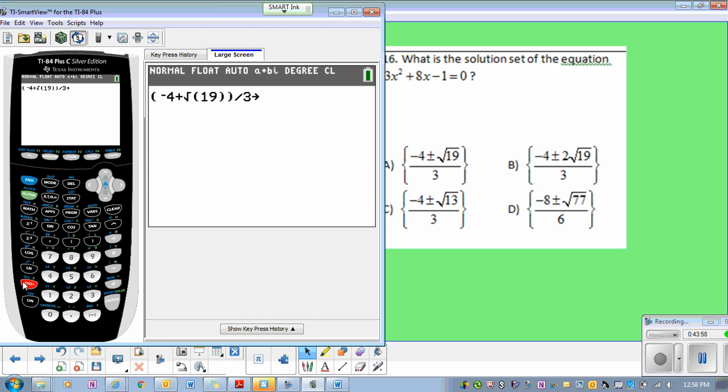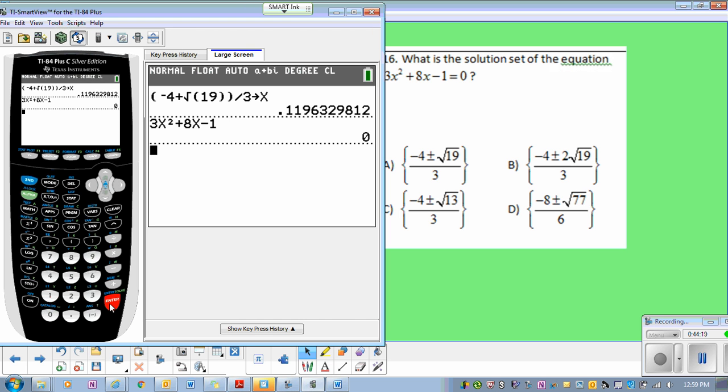Store for x, Dylan. Hit enter. You're going to get a weird decimal because that is what that one is, right? Then you're going to do 3x squared plus 8x minus 1. And if I get 0, then I know that this one works. Plus or minus, both work. Okay? The issue is if you put it in the calculator incorrectly, then you may overlook the correct solution. But do you guys see how to put this in the store function? All right.